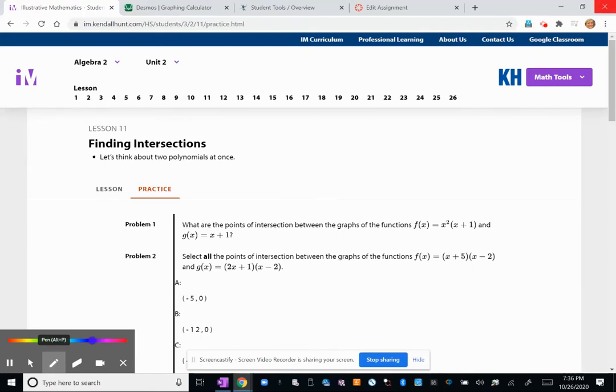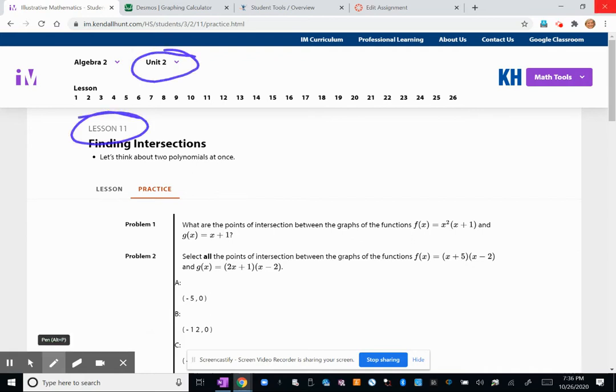Hi, it's Mrs. Moret with a little tutorial over tonight's homework. This is Unit 2, Lesson 11, Practice Problems.